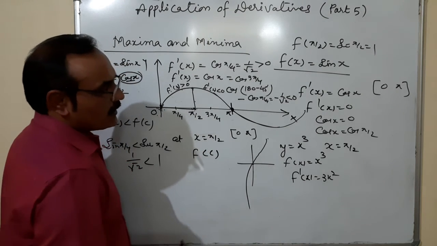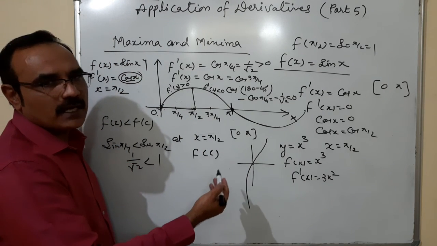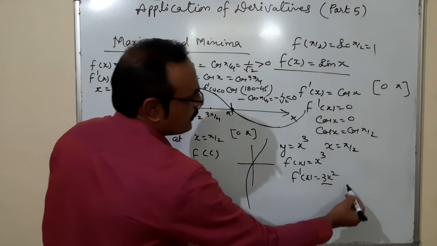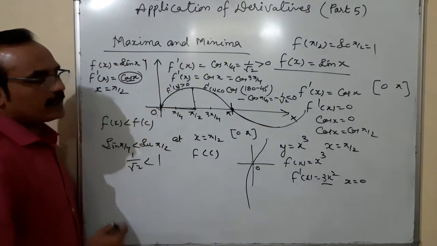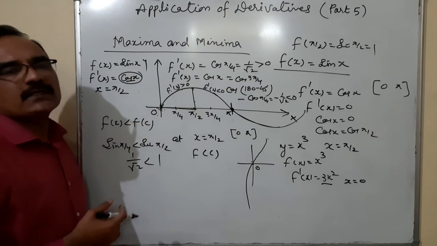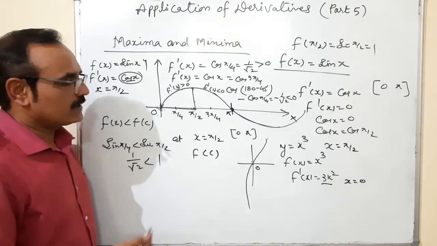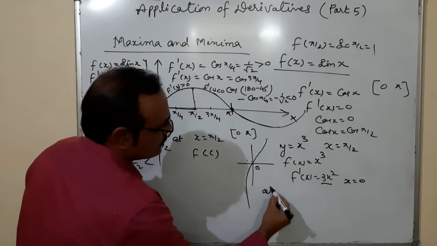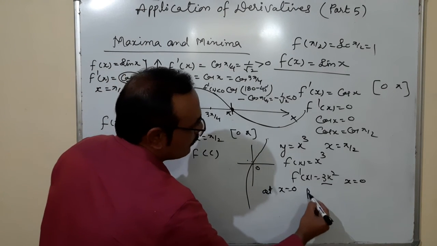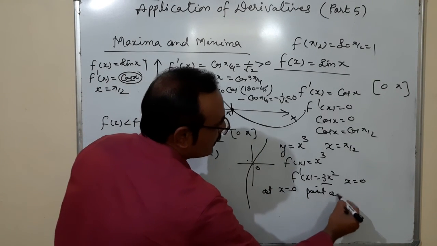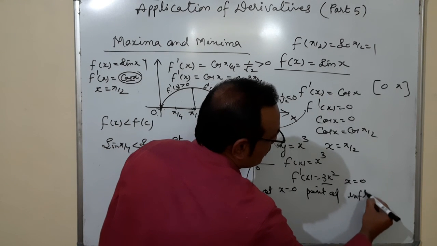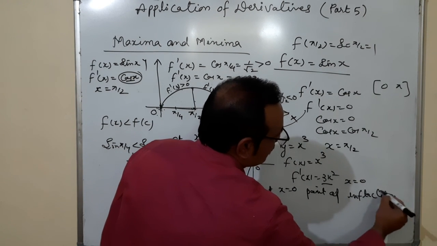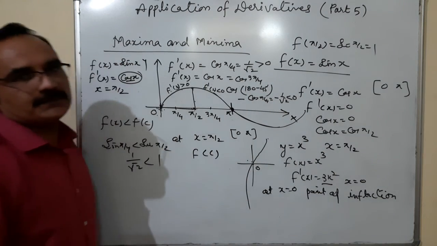And at this point, we are not getting whether the function is increasing or decreasing. No idea we are getting. This is x is equal to 0. So what to write here? At x is equal to 0, the function is neither increasing nor decreasing. So at x is equal to 0, it is called a point of inflection. This is a point of inflection.